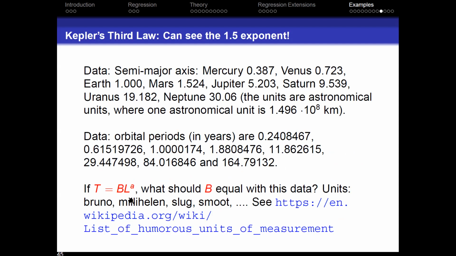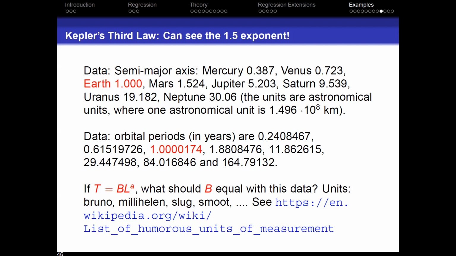And when you look at T equals B L to the A, any thoughts about what B should be using this data in these units? Any planet you particularly like? Earth. So let's highlight Earth. The length of the semi-major axis of Earth is 1, and its orbital period is essentially 1. What should B be? If when T equals 1 and L equals 1, what will B be? 1. This is why I chose these units. In these units, things are very nice.